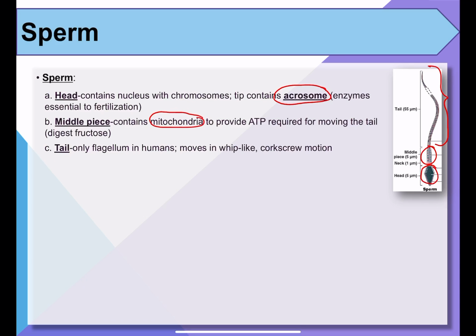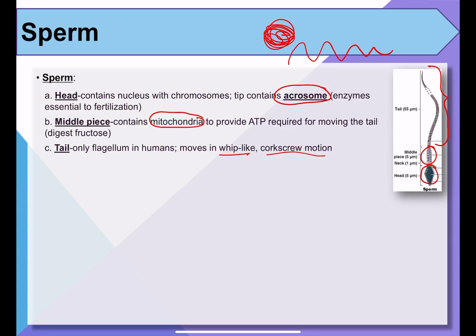Now, the tail of the sperm is the only flagellum that exists in humans. They move in a whip-like corkscrew motion. A lot of people think they wiggle their little tail like that to swim, like swimming freestyle or froggy style. They actually don't move like that. If you've taken microbiology, flagella actually spin.